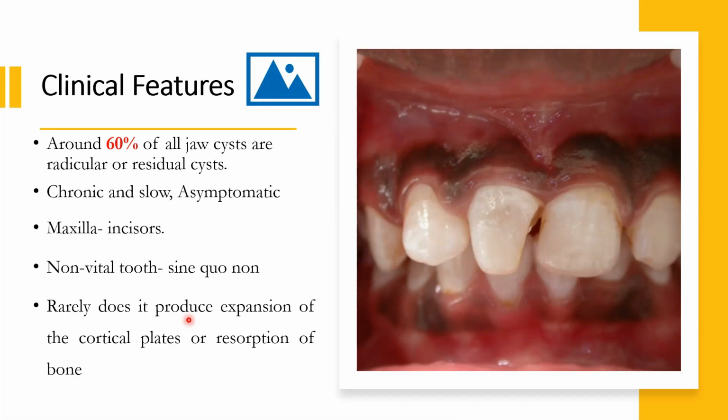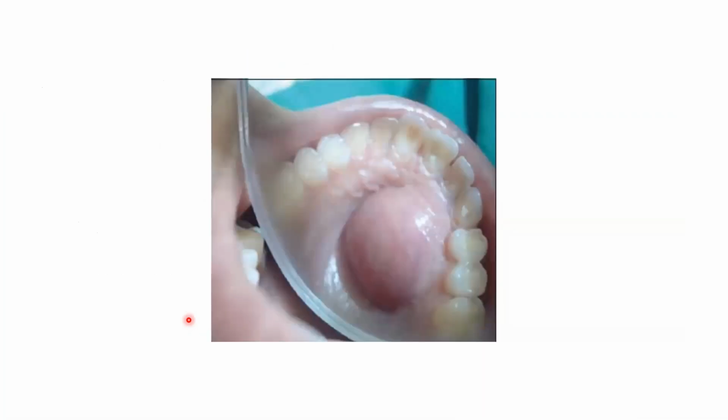The cyst is usually small in size. It never grows so big that it results in expansion of the cortical plates, resorption of bone or displacement of adjacent teeth. None of the things we discussed in our previous sessions on other cysts, like dentigerous cyst and odontogenic keratocyst, happen in radicular cyst. But in some cases, it can cause palatal expansion and can grow pretty big in size, as you can see here.